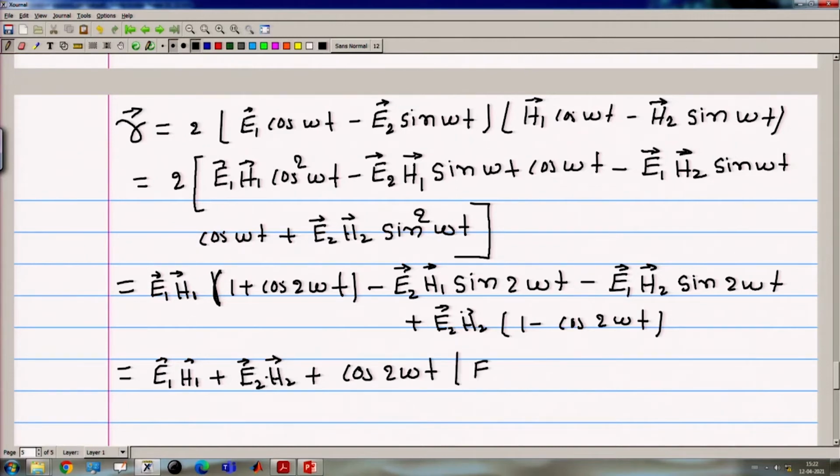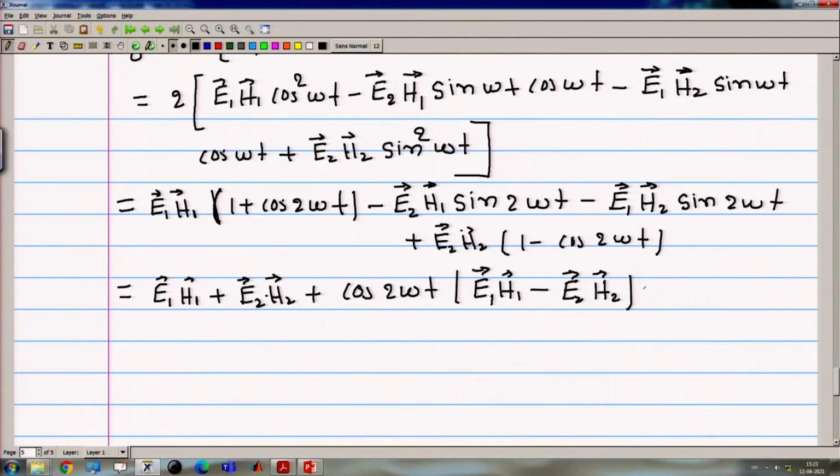So, this will be E1 H1 minus E2 H2, this cos 2 omega t, and similarly we can take the common minus sin 2 omega t. So, minus sin 2 omega t, it will be E2 H1 plus E1 H2. So, this will be the instantaneous Poynting vector, and we can go now to the right side.